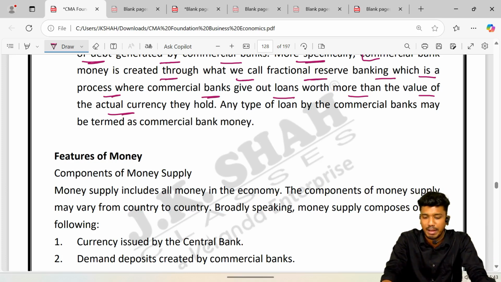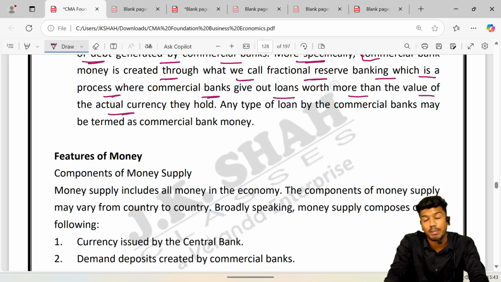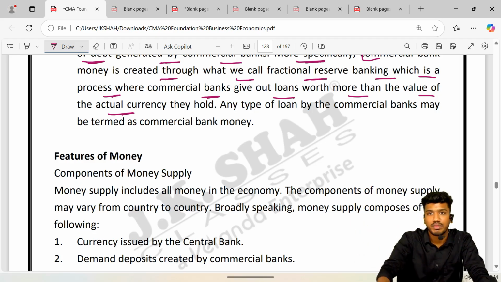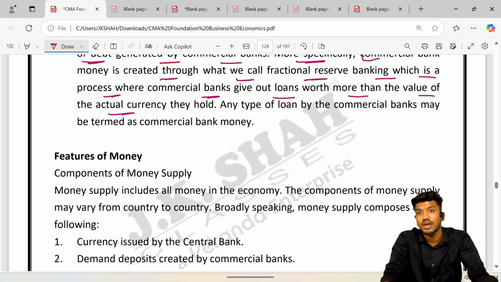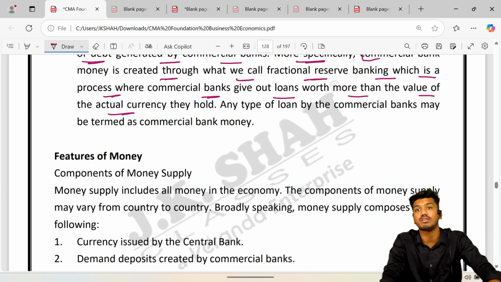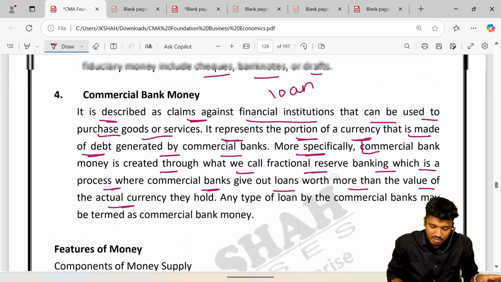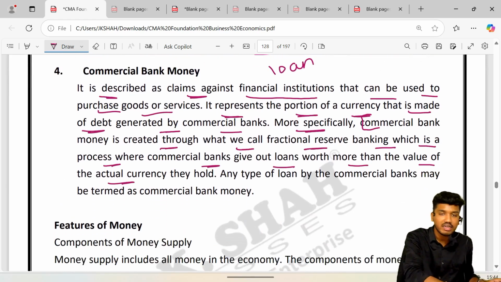People think commercial bank money is something like checks or drafts. No, it is not like that. Commercial bank money is something which is in the form of a loan. The loan is given to me. If the loan was given to me through a check, then the check was given as fiduciary money. We got that concept, but commercial bank money is in the form of a loan.